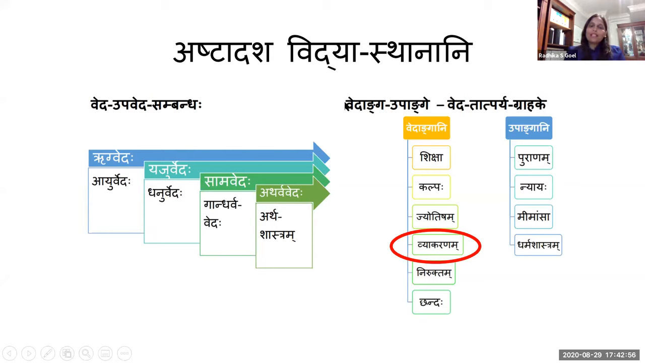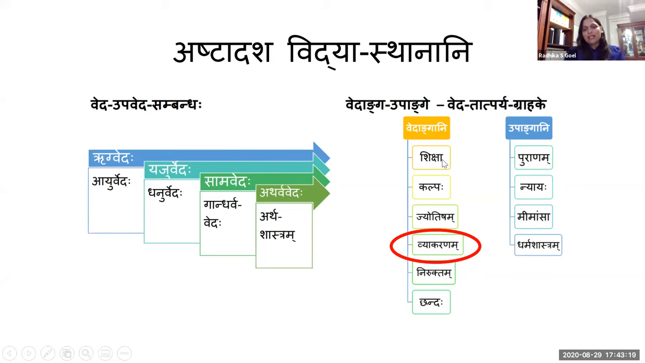From Vedas, there is a branch called Vedangas. Anga means a part, right? So for the body of Veda, just like your body parts help to feed the main body, the Vedangas help to understand the Vedas. In Vedangas, we have six Vedangas.